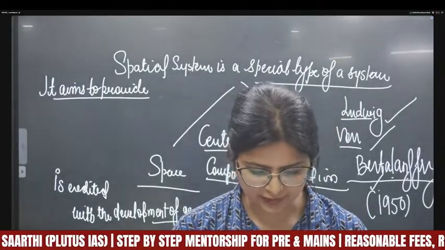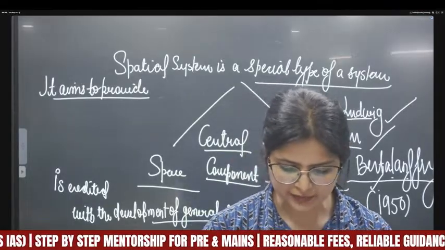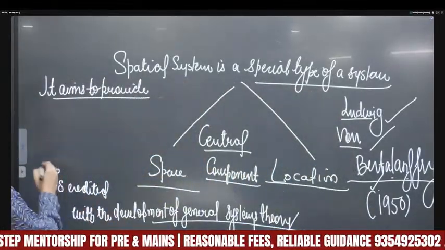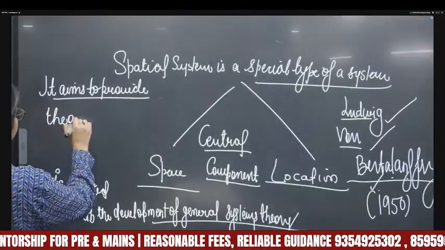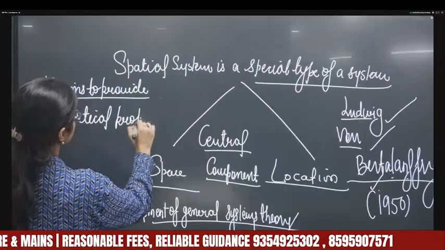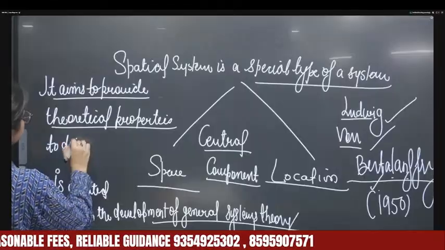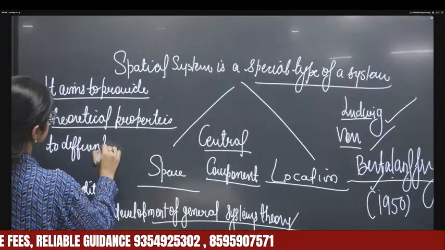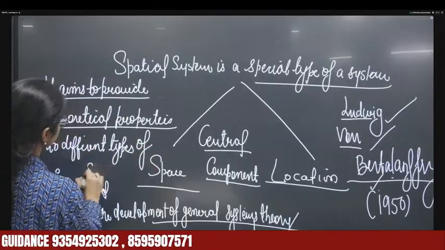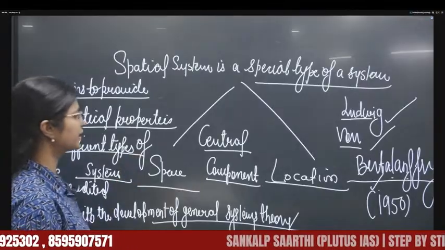Ludwig von Bertalanffy is credited with development of general system theory, full stop. It aims to provide theoretical properties of different types of system. It aims to provide theoretical properties to different types of system.